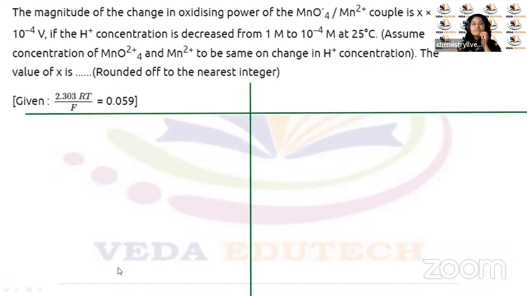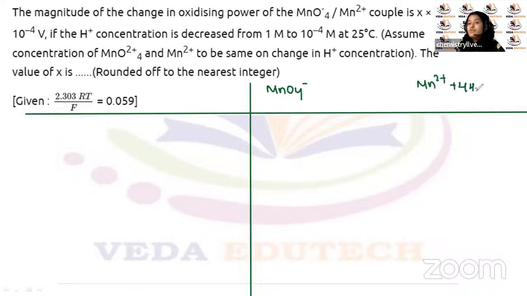Okay, children, let us see what is being given here. It is talking about the oxidizing power of the MnO4 minus to Mn2 plus couple that is being asked to us, right? Basically, we're talking about E values here. So we know that for the MnO4 minus to Mn2 plus couple, we have MnO4 minus and Mn2 plus. I told you how to write the reaction.